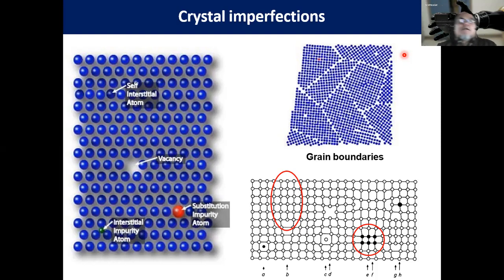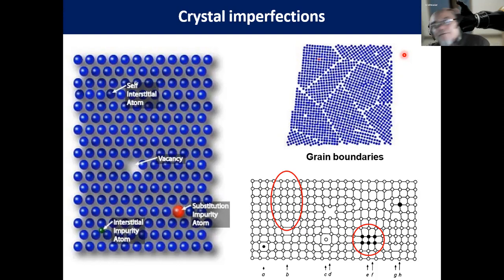The imperfection could be in the form of self-interstitial atoms, where there is an atom of the same type that is not located in its supposed place according to the crystal structure, but maybe in between two other atoms, which is called a self-interstitial atom. On the other hand, there could also be a location that is supposed to be filled with an atom, but there is no atom filling it. This is called a vacancy imperfection.